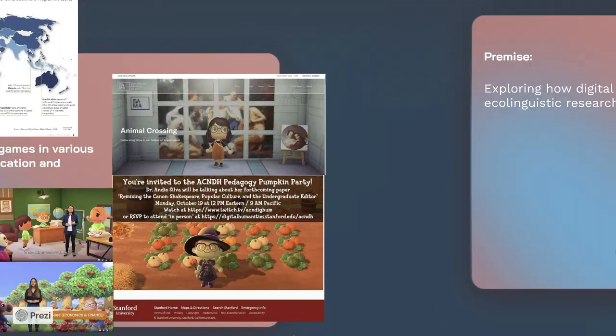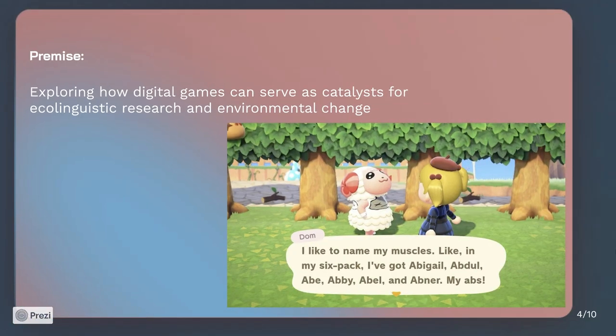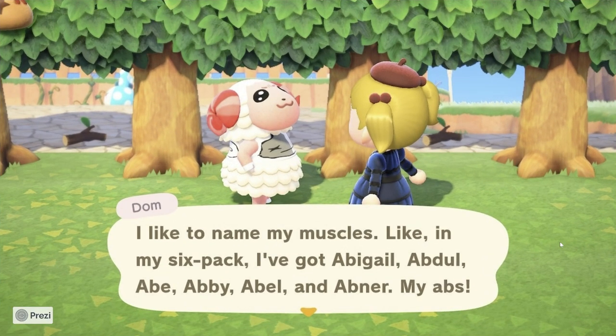So the premise for today is basically exploring how digital games can serve as catalysts for ecolinguistics research and triggering environmental change. And this is another example of my favorite villager called Dong.